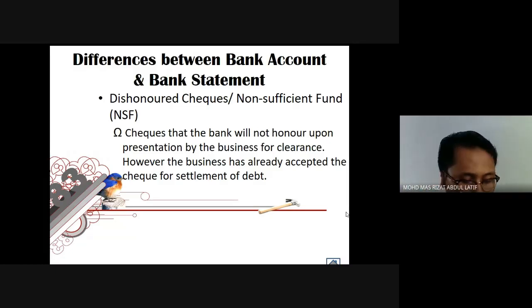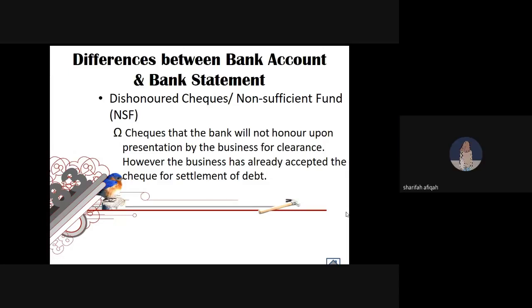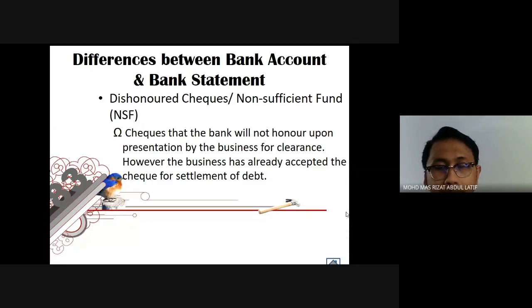Ada soalan? Tak. Boleh faham? Yang lain? Boleh. Apa ada?